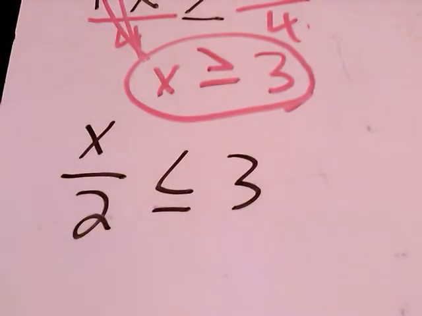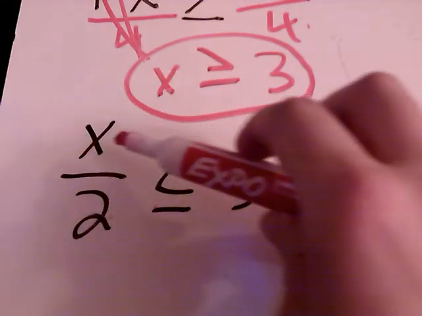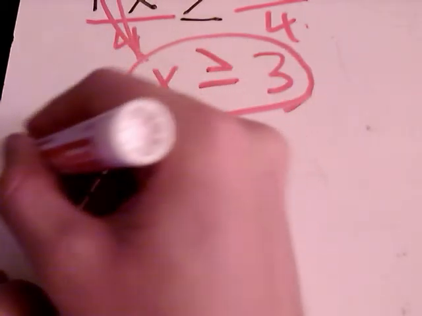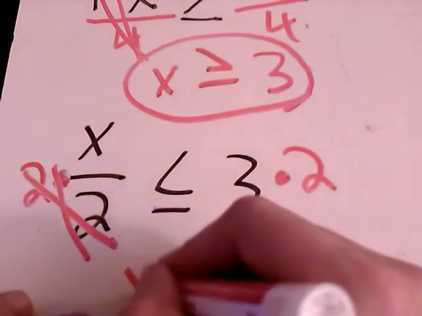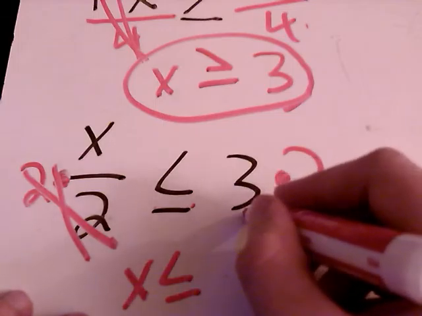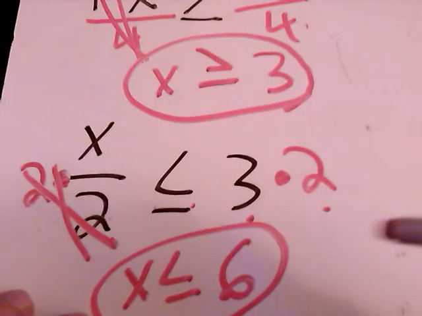Now, x divided by 2 is less than or equal to 3. Now we have x divided by 2. To get rid of a division, remember you multiply both sides by 2. I multiply by 2, this left one crosses out. You still have that x remain. Is it less than or equal? The sign does not change. And we do 3 times 2 is 6. So there we go.